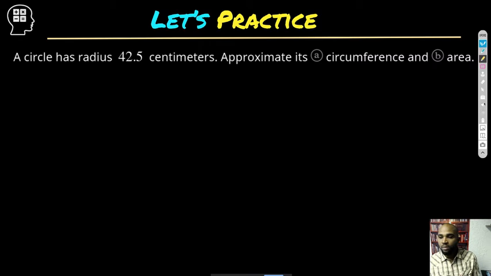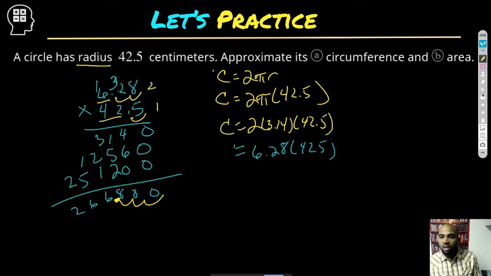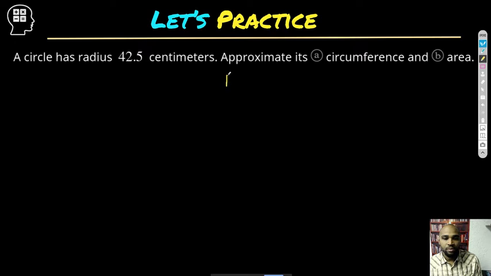And actually, let me bring that back up because I just said it's about right. And it is about right. So what should I put as a sign? Approximately 266.88. And I didn't do my area, so let's do our area next.